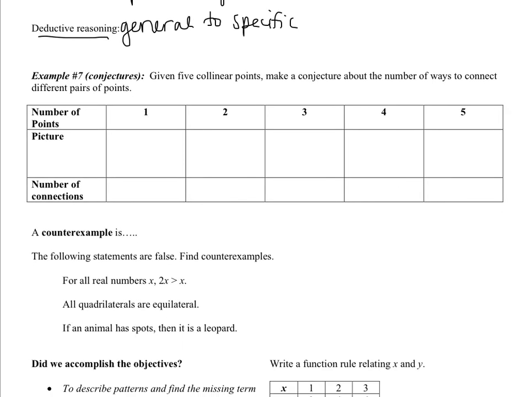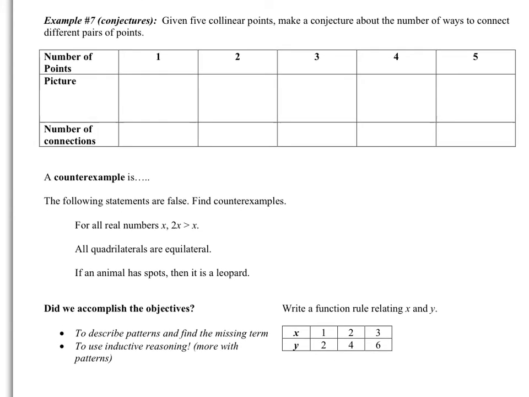Okay, so we have example 7, which is about conjectures again. It says, given 5 collinear points, make a conjecture about the number of ways to connect the different pairs of points. Okay, so 1 point, that just looks like that. Sorry, that should be a point. There are 0 ways to connect that point. 2 points. Okay, connect them. Well, there's only 1 way to connect them. 3 points. This is where it gets a little more interesting. You have 1 way to connect 2 of them, another way, and another way. So 3 ways to connect those 3 points.